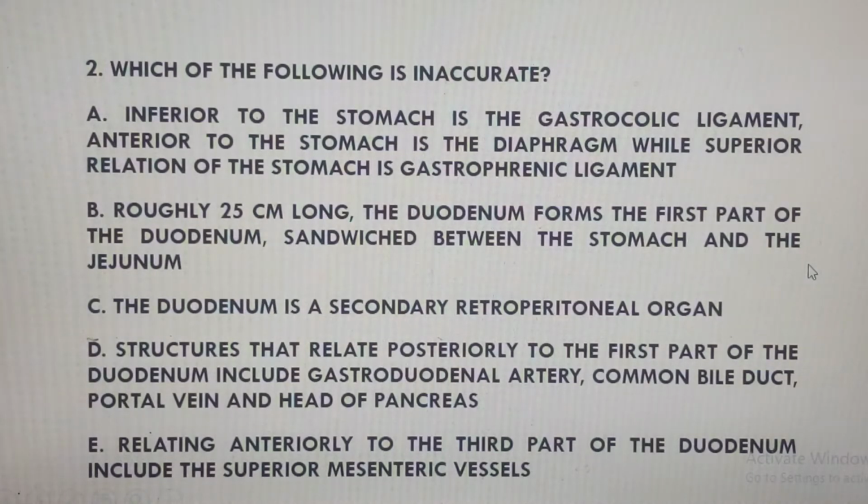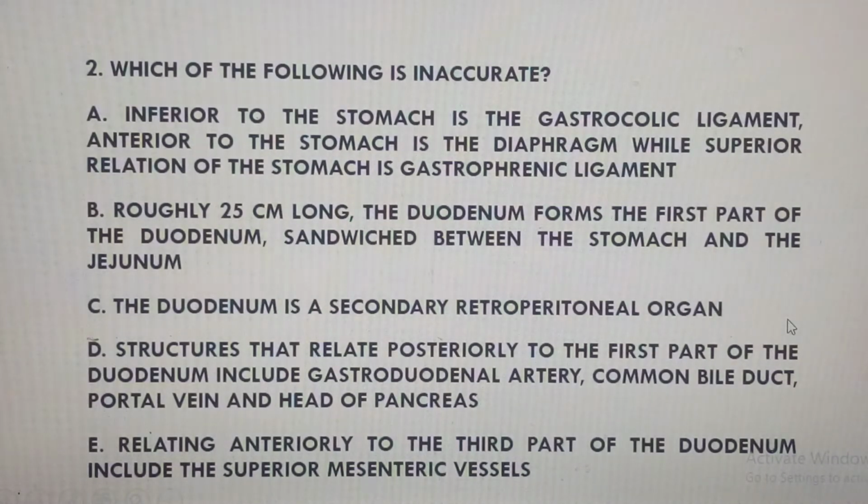Option C says the duodenum is a secondary retroperitoneal organ. Yeah, that's a very true statement, except for the initial portion, the first part of the duodenum. The remaining portions, yes, they are retroperitoneal, actually secondary retroperitoneal organs. I will explain the concept of retroperitoneal organs to you.